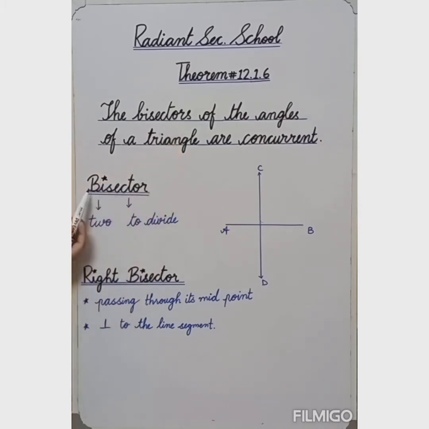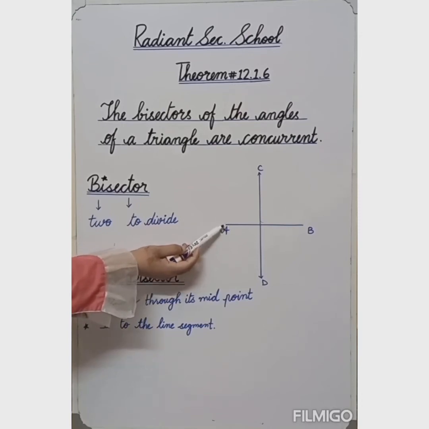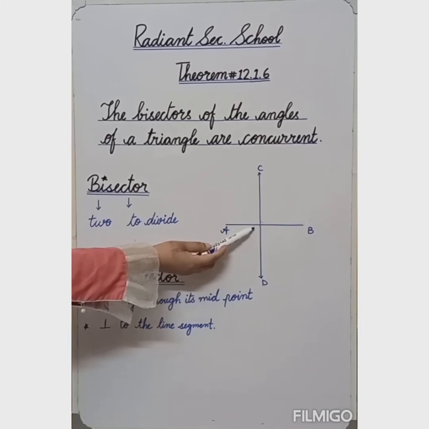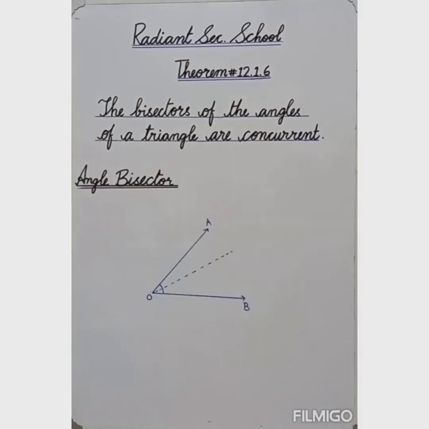First of all, I will explain bisector. Bi means two, sector means to divide. Bisector means divide into two equal parts. For example, if AB is a line segment, a line CD cuts the line segment into two equal parts.